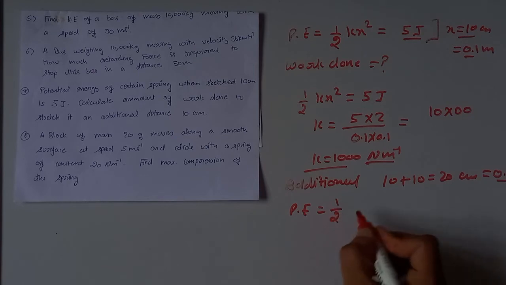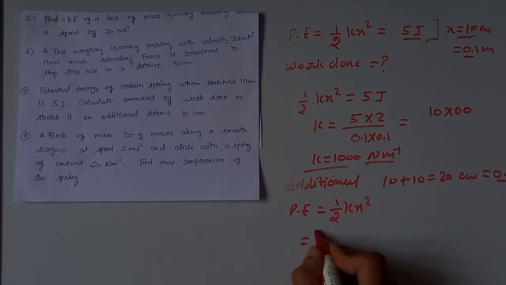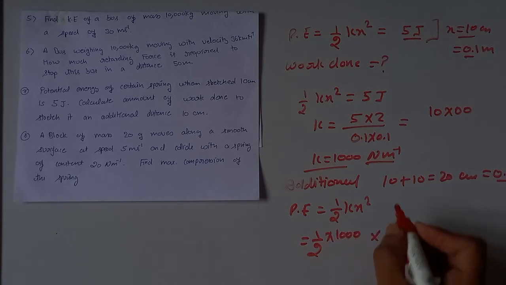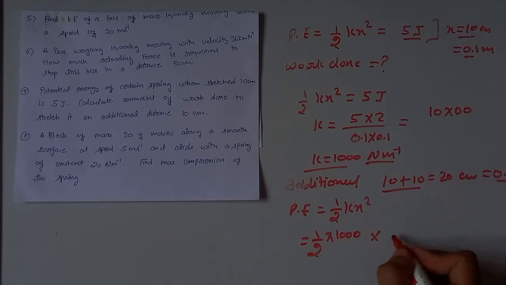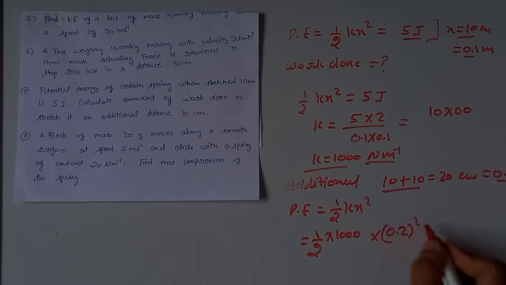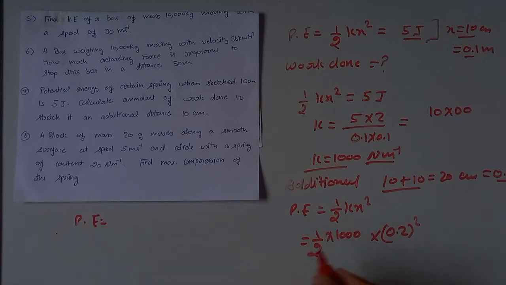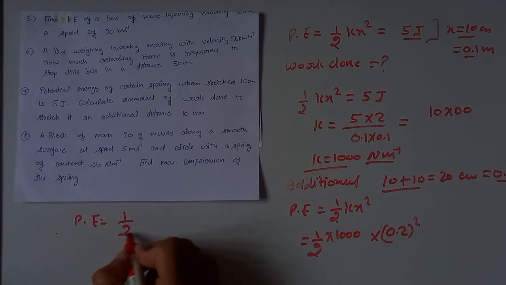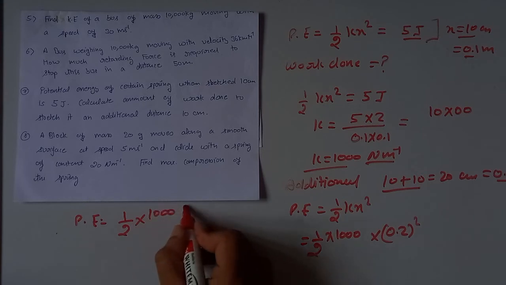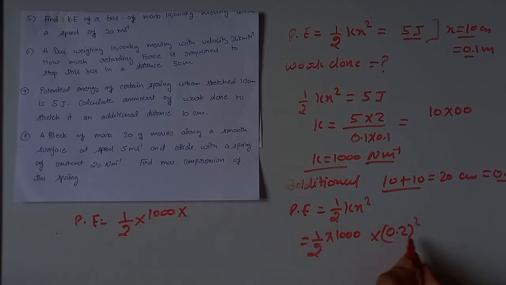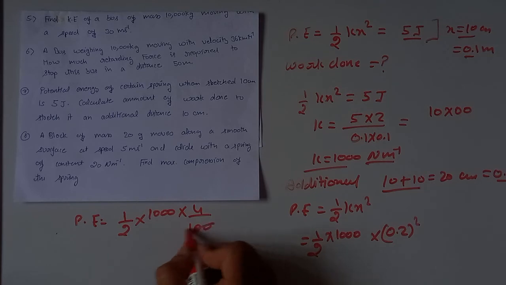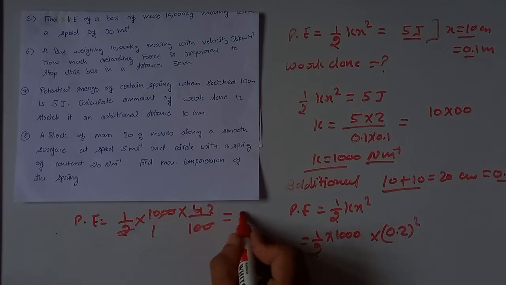Potential energy is half kx squared, where k is 1000 and x is 10 plus 10, which is 20 centimeter, equal to 0.2 meter. Now the potential energy is 1 over 2 into 1000 into 2 multiplied by 2, 4 divided by 100. 2 ones are 2, 2 twos are 4, that is equal to 20 joule.